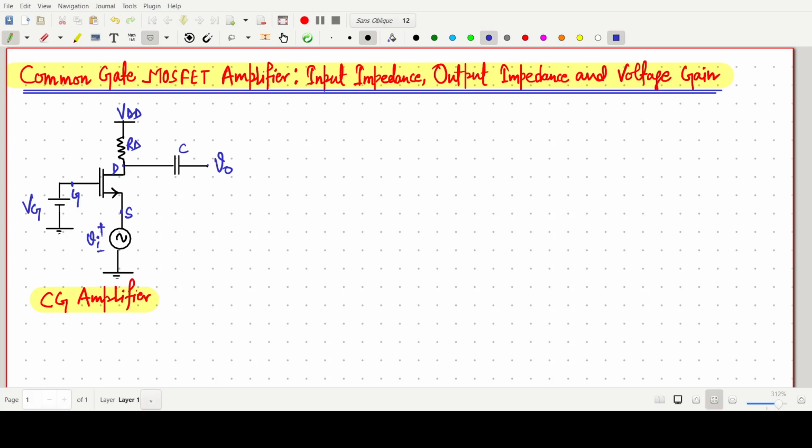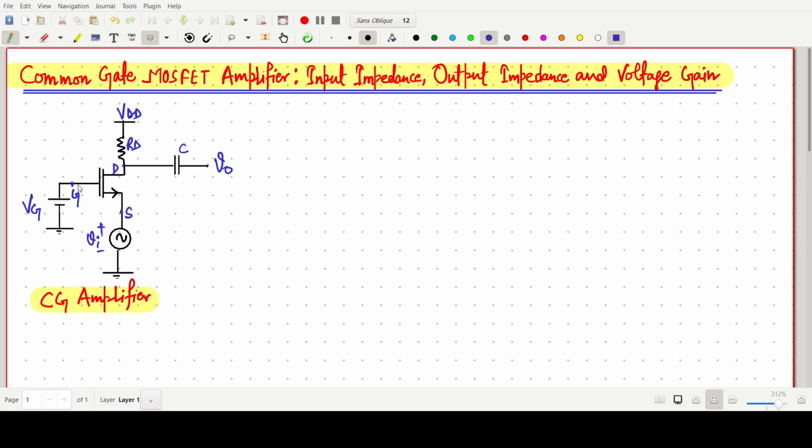Welcome everyone. In this video lecture, we will think about the common gate MOSFET amplifier and a small signal analysis to determine the input impedance, output impedance and voltage gain. So the circuit for the common gate amplifier is shown here.